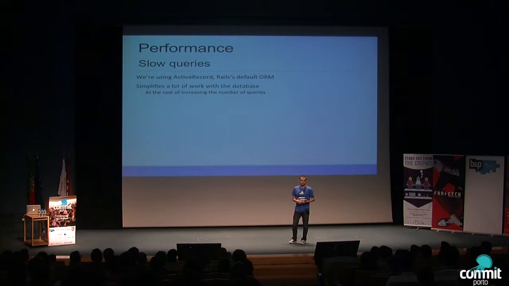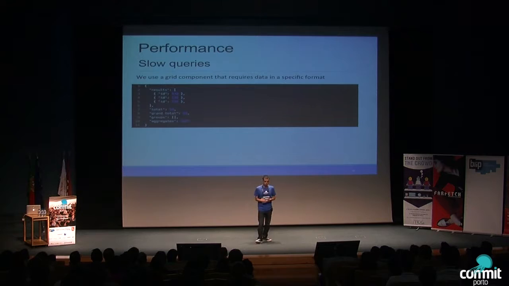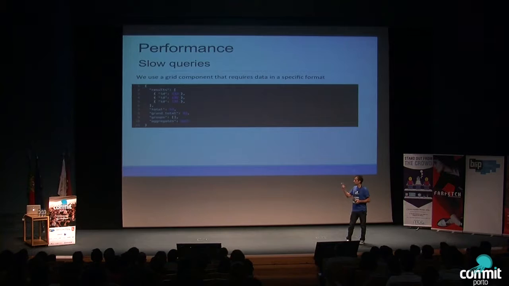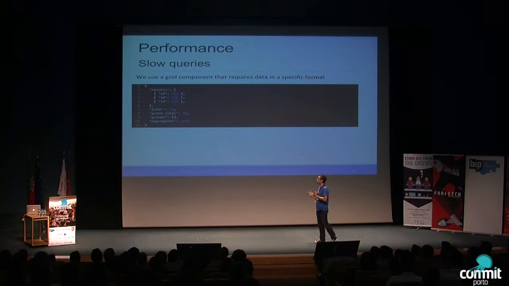And in our case, we use a grid component that requires us to feed it JSON data in a very specific format. We have to send the records to show in a results array. Then we have two total fields, one for the filter data and the other for the total amount of records. And in case we need group data, we have two other fields.